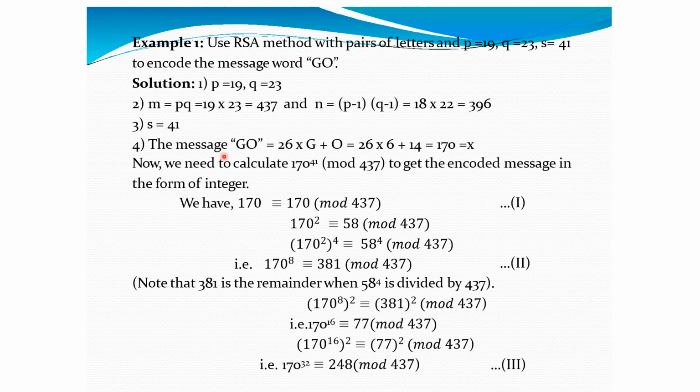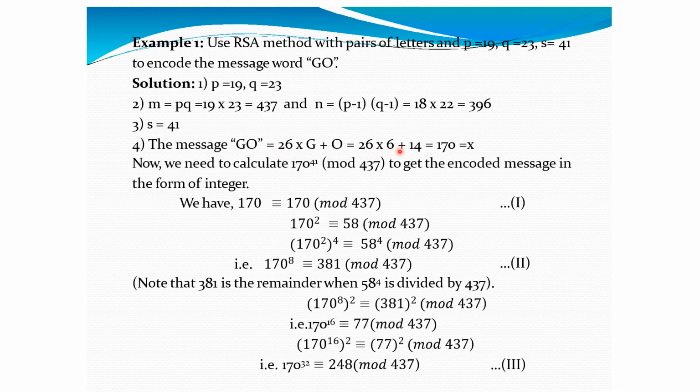So it is 26 into G plus O. So it will be 26 into 6 plus 14. See how this 6 and 14 come here. For the letters A to Z, we have to consider them as 0 to 25. So A, B, C, D, E, F, G. Actually G is on the 7th position, but we are counting from 0, so the position of G is 6. Similarly, O is on the 15th position, but as we are starting with 0, for O it is 14. So 26 into 6 plus 14 is 170.